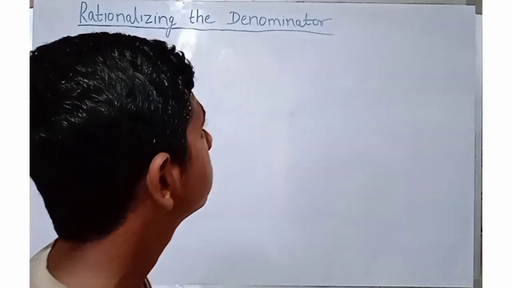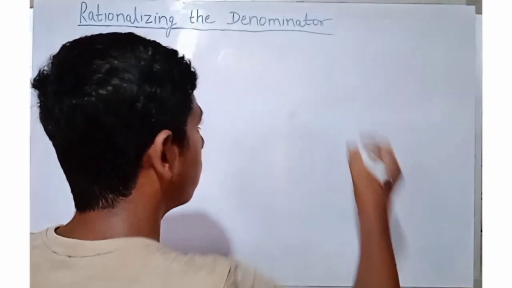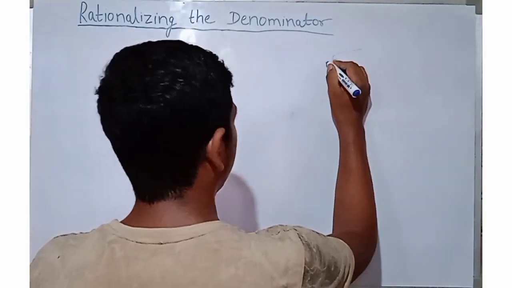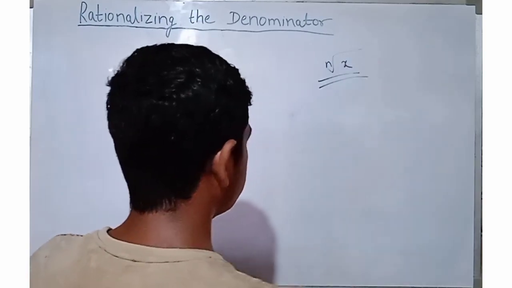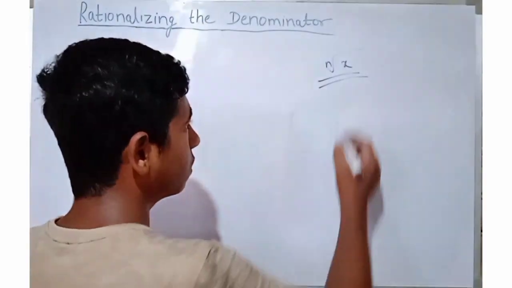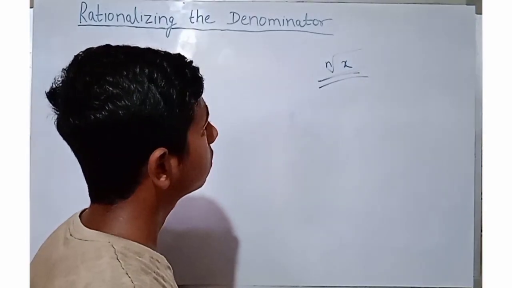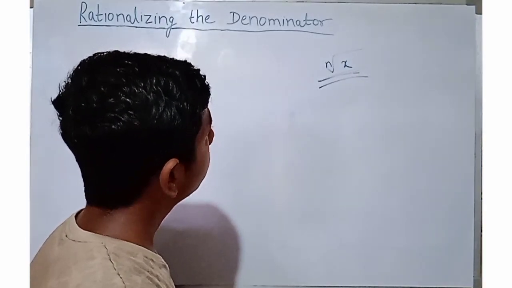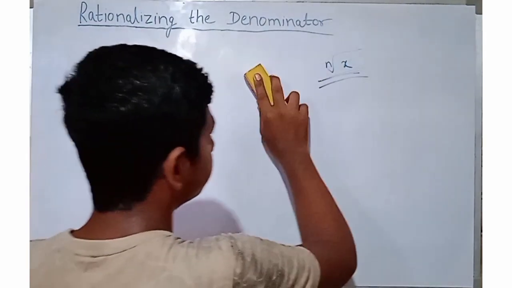Not just a fraction, any number. Suppose root n. This type of number, we just use it when it is in the denominator. Okay, denominator. So let us see.